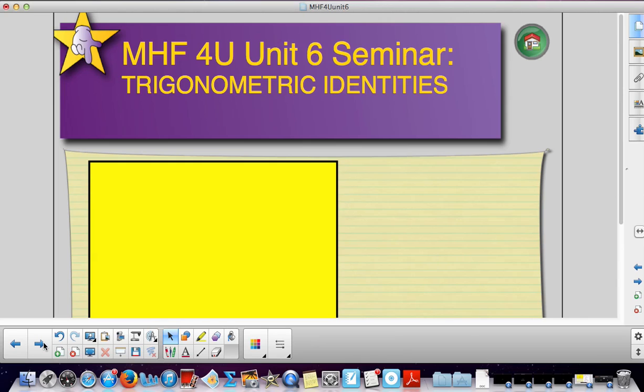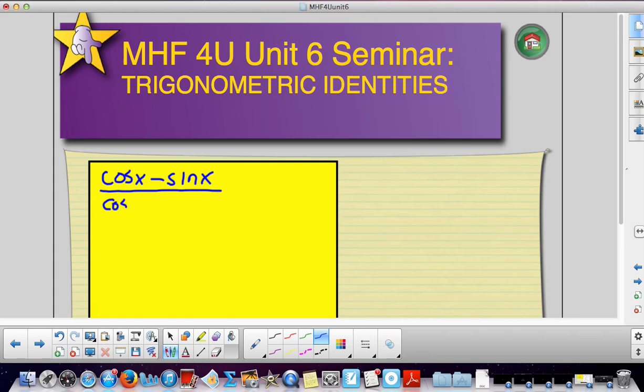Okay, I want to do a difficult one with you that has denominators in it, okay? So this is a good one. Cos x minus sine x over cos x plus sine x is going to be equal to secant 2x minus tan 2x. So this is like two questions in one because both sides are pretty complicated.